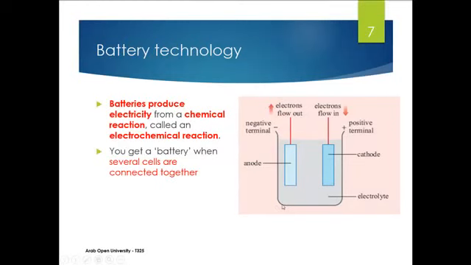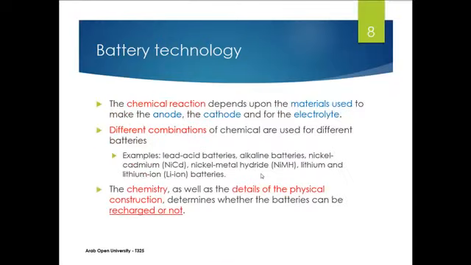The battery usually consists of several cells connected together. The chemical reaction in the battery depends upon the material used to make the anode, the cathode, and the electrolyte. When we combine different types of chemicals, we will have different types of batteries. We all know about the alkaline batteries, the NiCd nickel cadmium battery, the nickel metal hydride battery, and the lithium ion batteries, which are commonly seen and used in mobile phones.